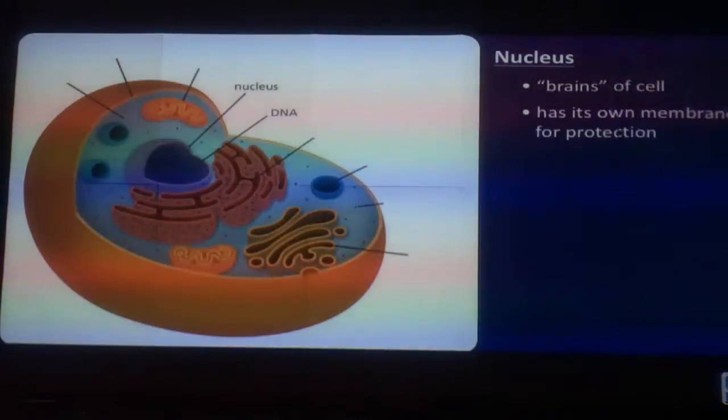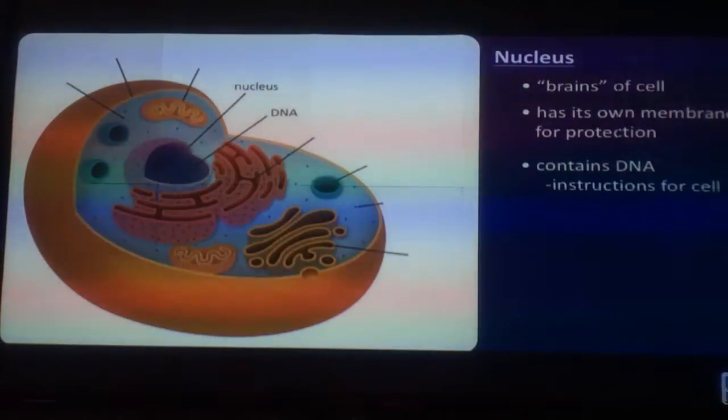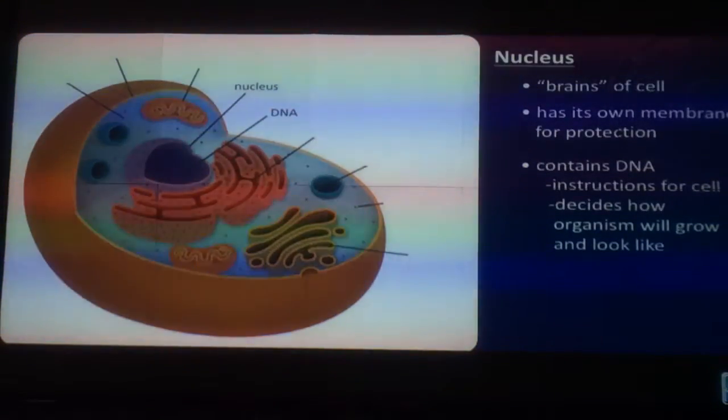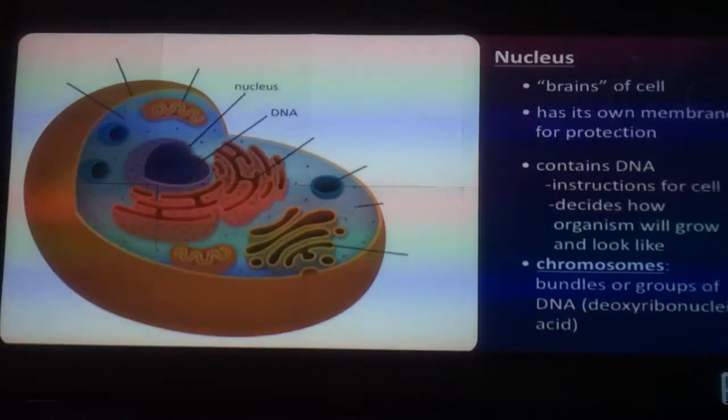The next part is inside the nucleus. It's called DNA. And the DNA is highly important. It tells all the other parts of the cell what to do. And it also determines or decides what the organism will look like and how large it will grow, or how tall or how short it will be. That's all determined in your DNA. Now, groups of DNA, or deoxyribonucleic acid, these bundles are called chromosomes, and these are located inside the nucleus.